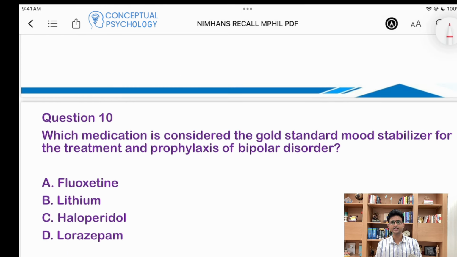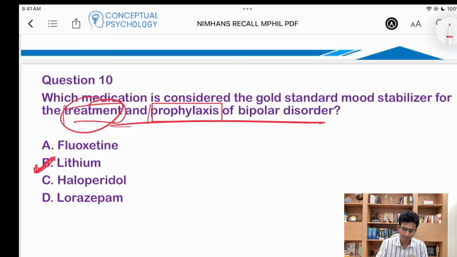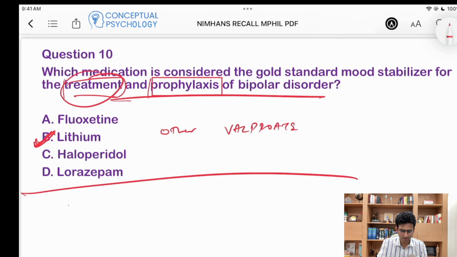Which medication is considered as the gold standard mood stabilizer for the treatment and prophylaxis of bipolar disorder? If you talk about the gold standard, it has to be lithium. They are talking about both treatment and prophylaxis, prevention as well as the treatment. It has got to be lithium, right? Apart from lithium, the other medications that can be used for both treatment and prophylaxis would include valproate. But if they had talked only about treatment of acute mania, in that case we could have said that use either lithium or valproate.